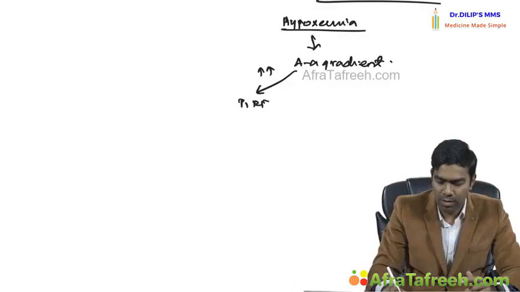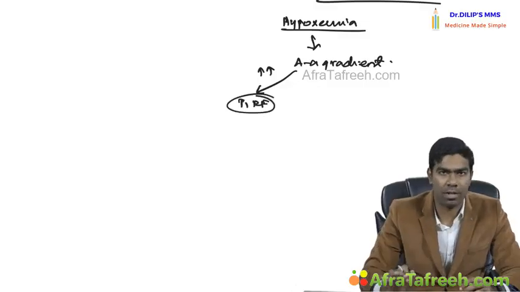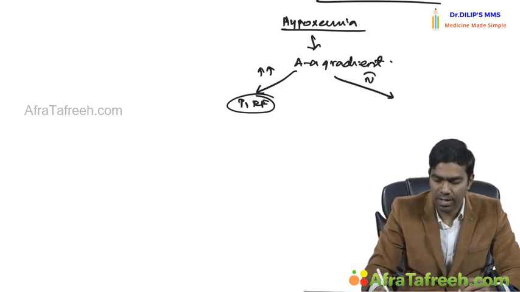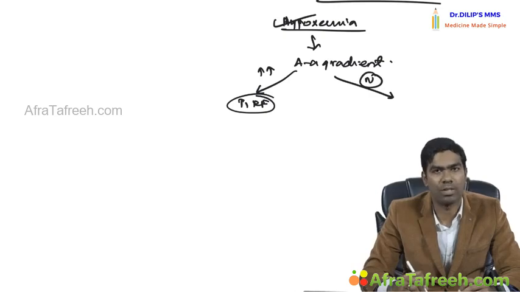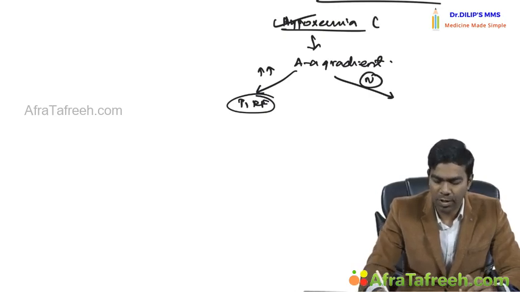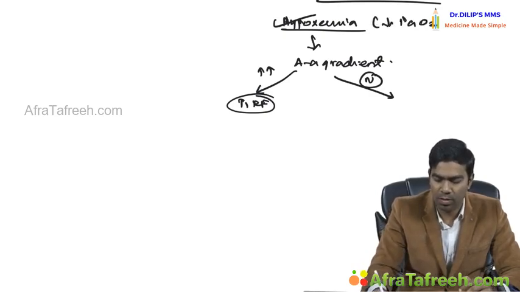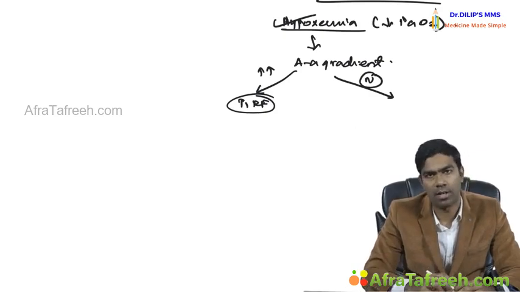Something is preventing this movement of alveolar oxygen into the capillary blood. So whenever the A gradient is increased, this is what we refer to as a classic type 1 respiratory failure. Whenever the A gradient is normal, but you still have hypoxemia, hypoxemia means a low partial pressure of arterial oxygen.